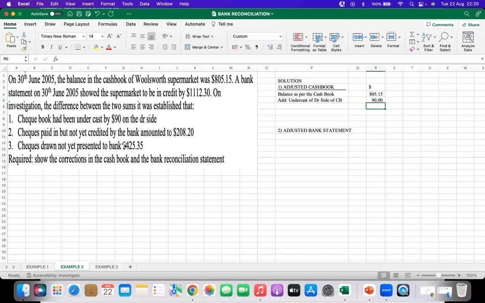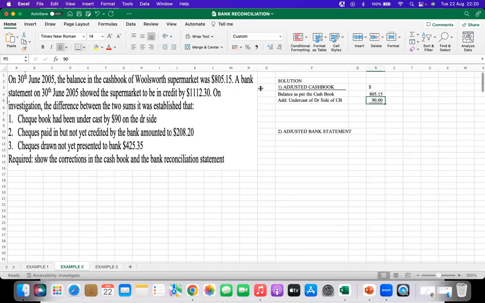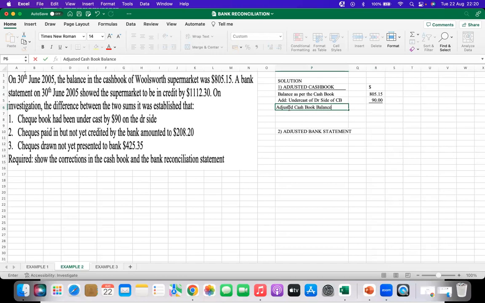The other figures are now affecting the bank statement. So with that, it gives us the adjusted cash book balance. So what is our adjusted cash book balance? The 805.15, and then you add the 90.